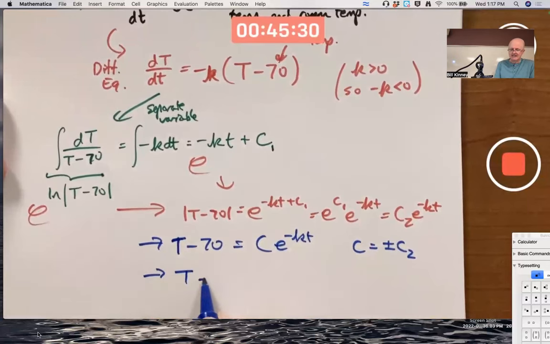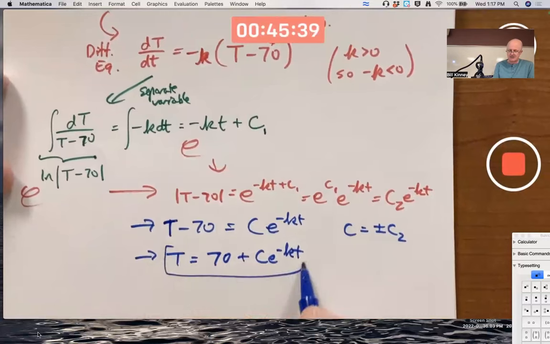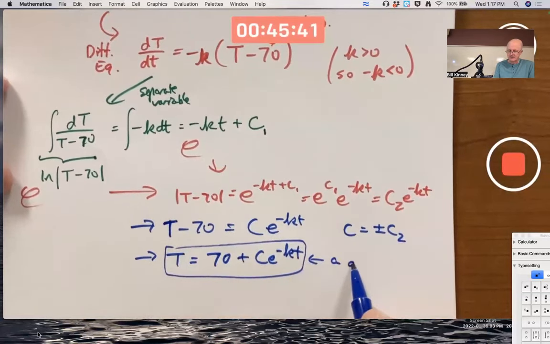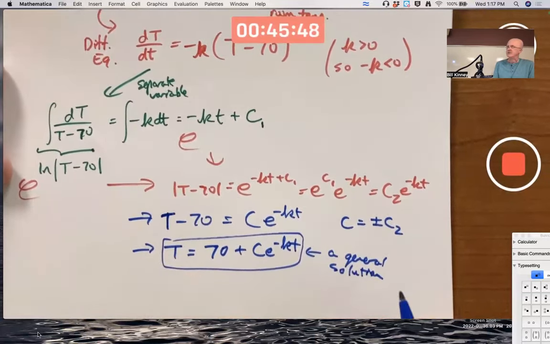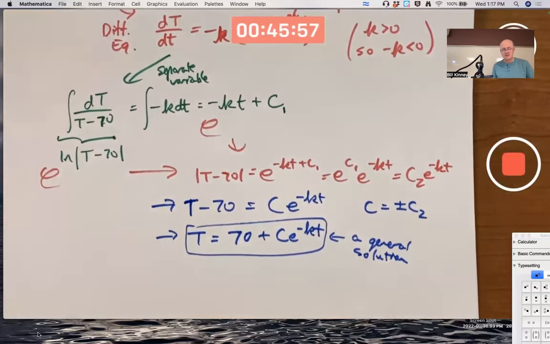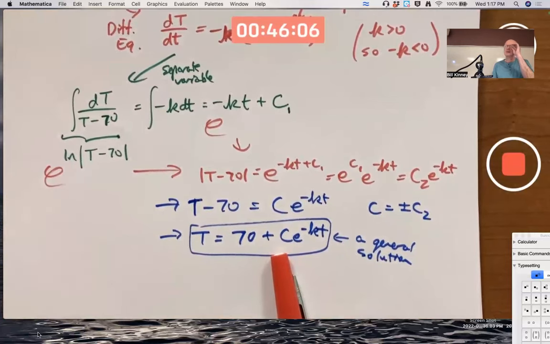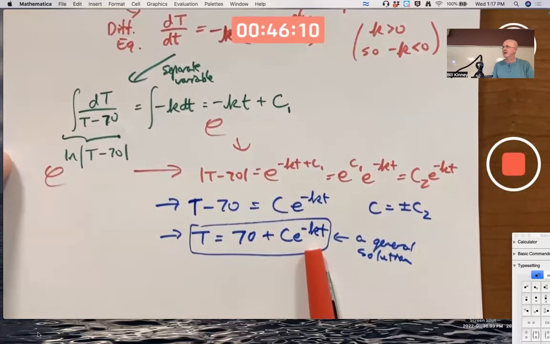Add 70 to both sides. T is 70 plus C e to the negative kt. There is a general solution to the differential equation. But if this is going to be of any use, we need an initial condition to solve for C. And I guess we'd also need some other value of the temperature at some other time to solve for k.